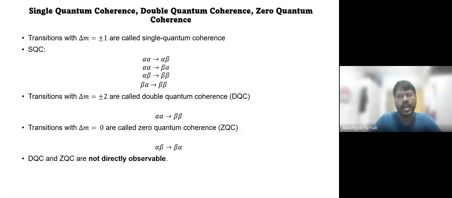Now these antiphase and in-phase terms are actually arising because of the spin systems we have. In this two spin system, we have four spin states: alpha alpha, beta beta, alpha beta, and beta alpha. So there can be a transition from alpha alpha to alpha beta, or from alpha alpha to beta alpha.